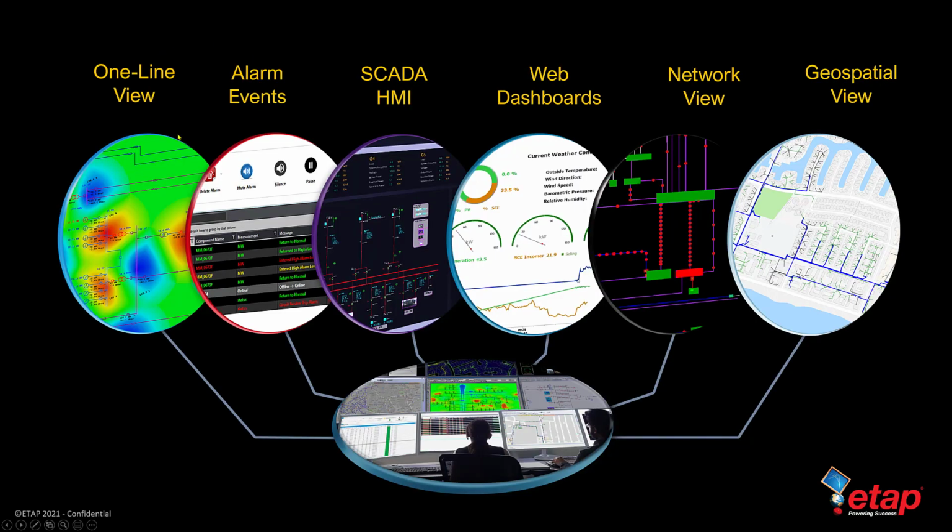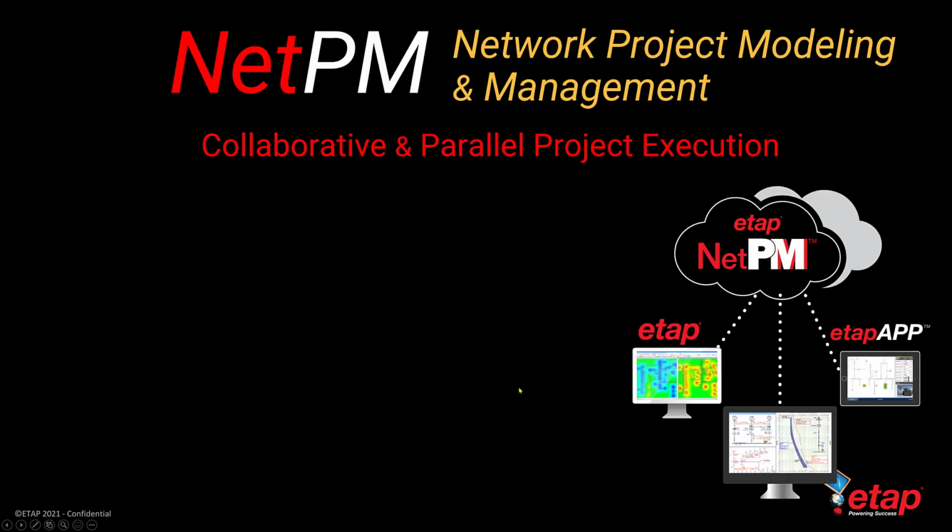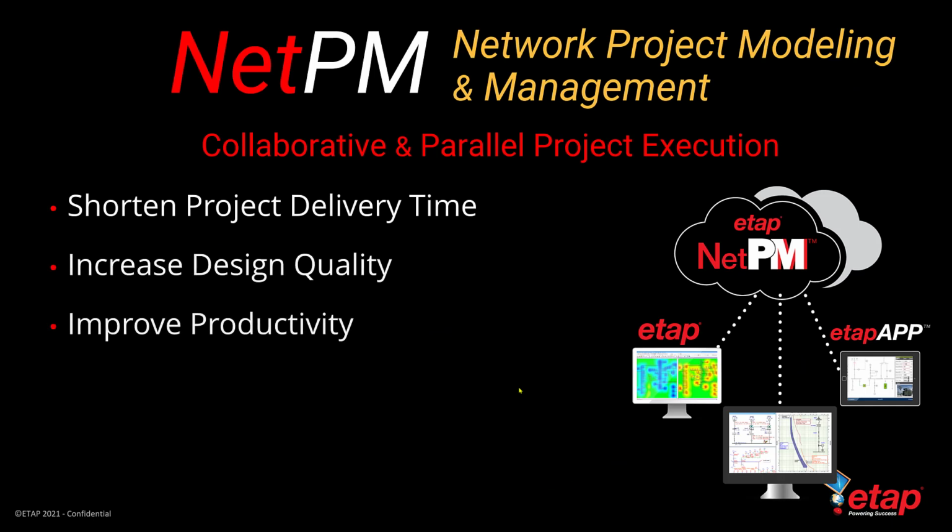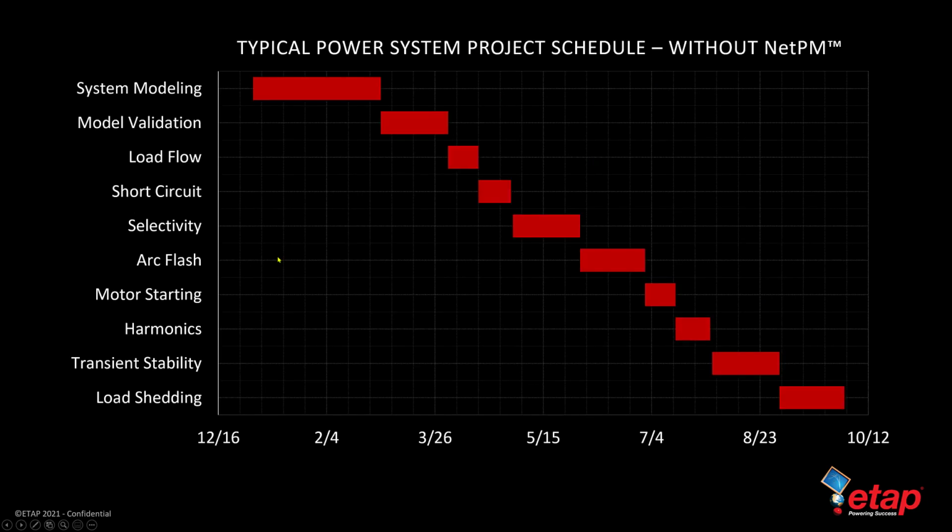When it comes to the visualization, as I mentioned earlier, we have the one-line views. You can have SCADA alarming views, SCADA HMIs, web dashboards, network views, as well as geospatial views, all being derived from a same single common database or multi-dimensional database. NetPM, as I mentioned earlier, has the ability to be established on the cloud, or it could be hosted on premise. That allows ETAP desktop client, the ETAP app, and any other desktop client to essentially collaborate together and exchange data amongst each other. And this again helps us change our delivery time schedules.